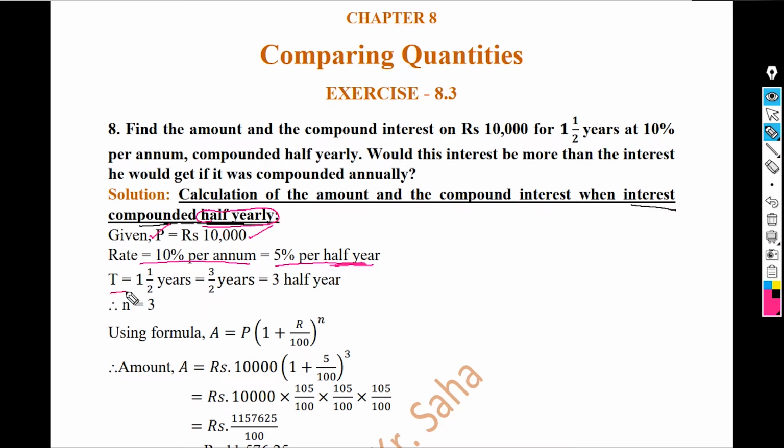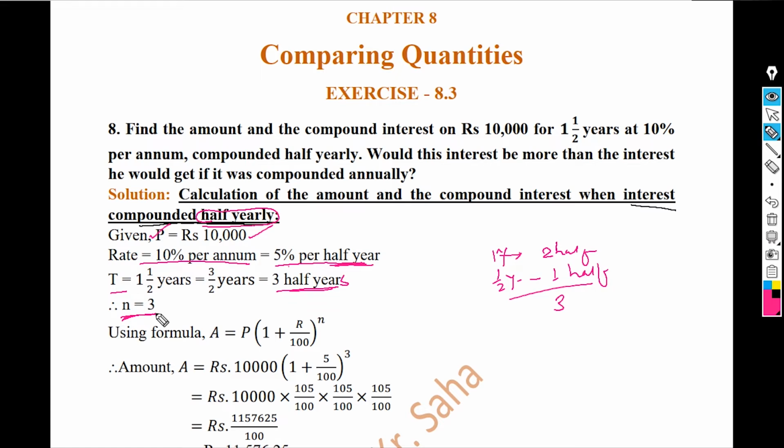And then time is given, that is 1.5 year. 1 year has 2 half years, and this half year has 1 half year. Altogether 3 half years. And that is n, the number of times you have to compound, is 3. This is the case. Now it is very easy.